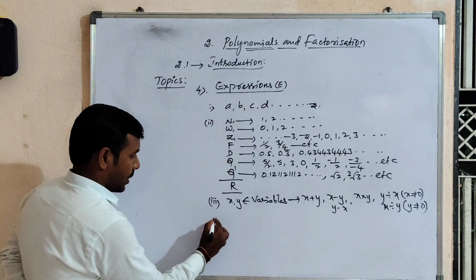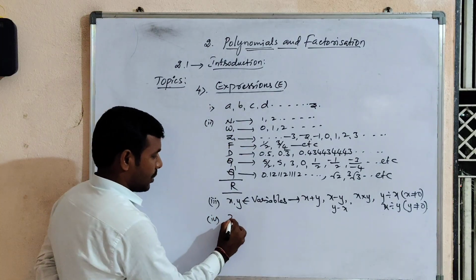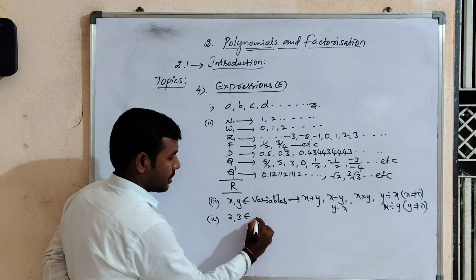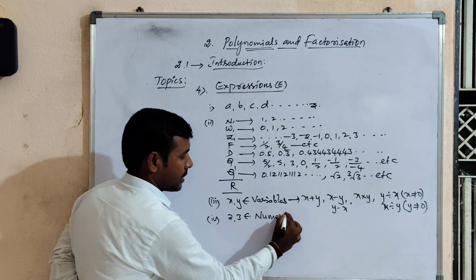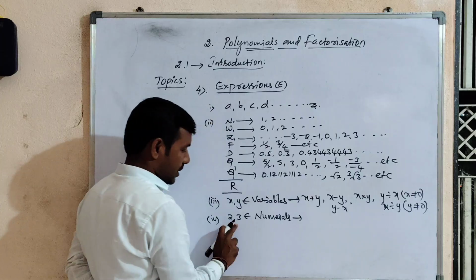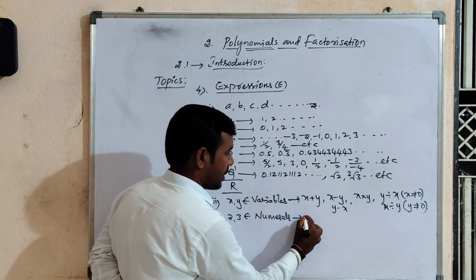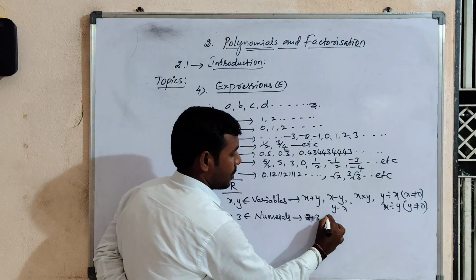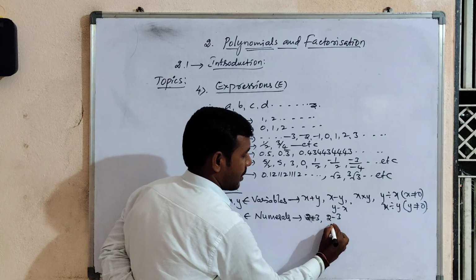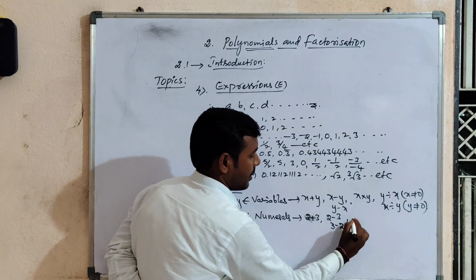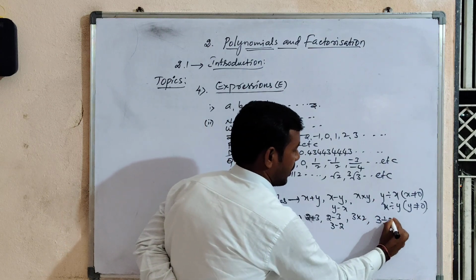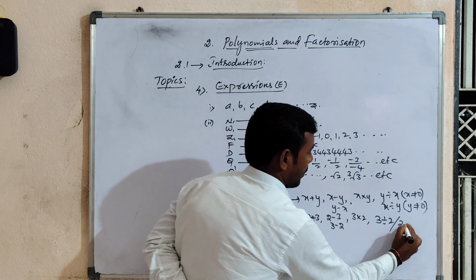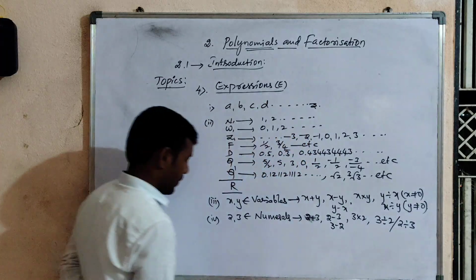Let us go with the fourth case: 2, 3, which belong to numerals. When these are connected with operations, we can get 2 plus 3, 2 minus 3, 3 minus 2, 3 into 2, 3 divided by 2, or 2 divided by 3, etc.